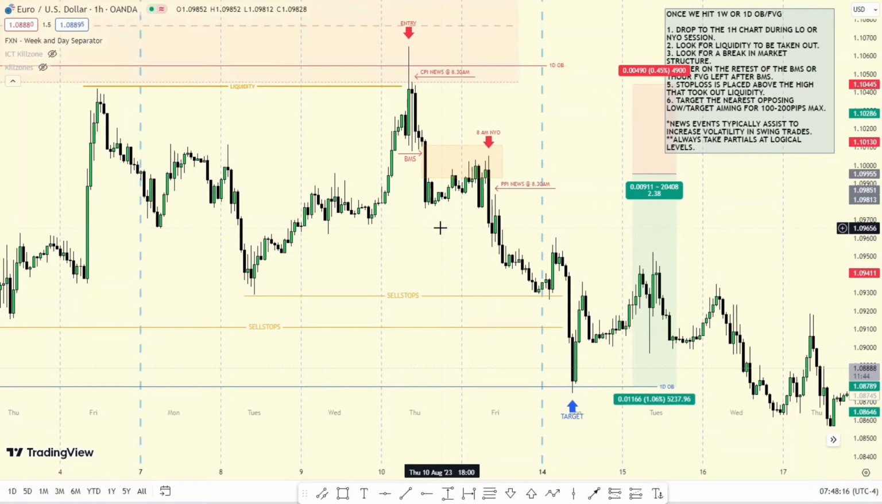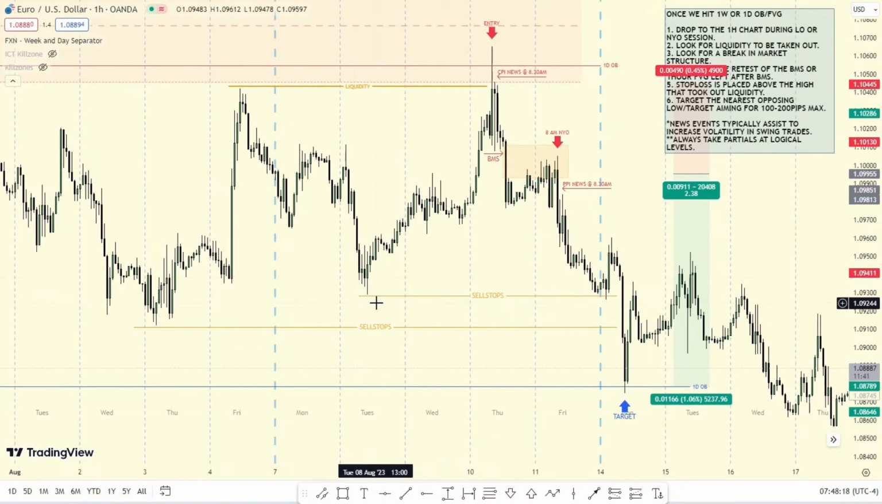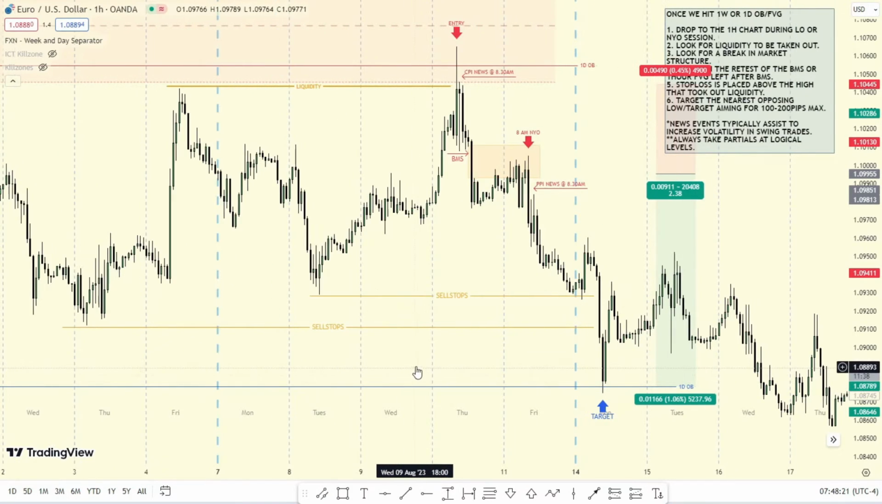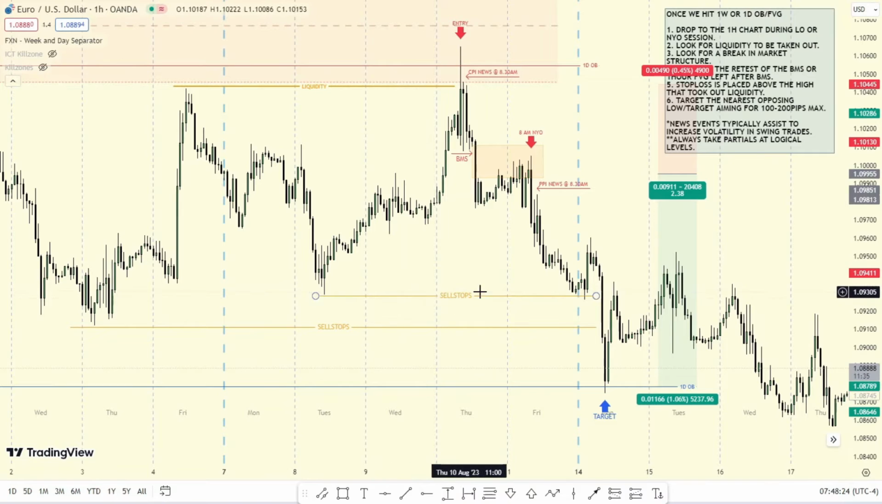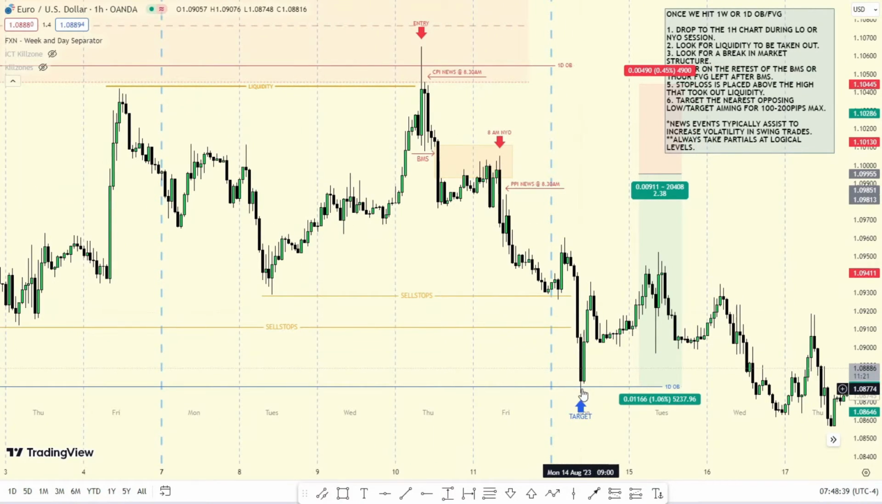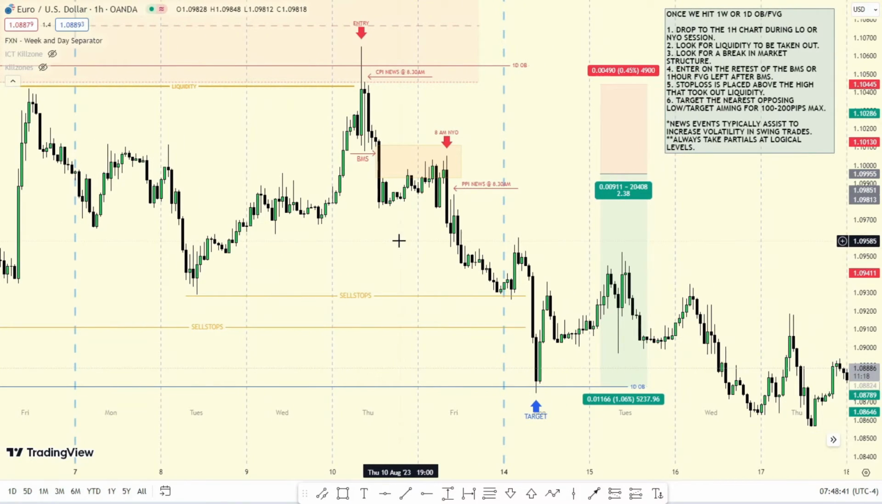So as I've indicated here, always take partials at logical levels. So these lows are logical levels to take partial before you hit that objective. So when I say take partial, I mean you take a portion of your position off. For instance, if you are trading say 1 lot, you can take off maybe half of it, 0.5 lots off your position, and the 0.5 can remain for the final target. So something else I've indicated here is that news events typically will assist to increase volatility in your swing trades. For instance, here this was at 8, but we had some CPI news coming in at 8:30 a.m.